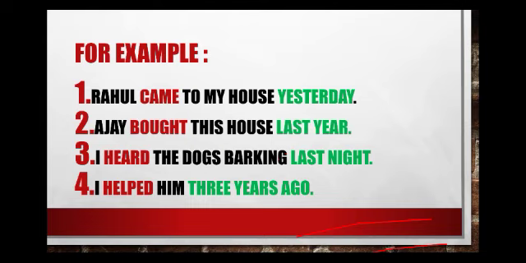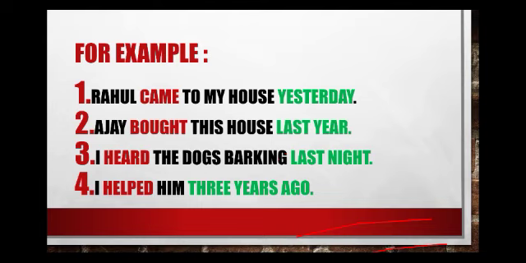Now look at these examples. Rahul came to my house yesterday. Ajay bought this house last year. I heard the dogs barking last night. I helped him 3 years ago. So in these sentences, the green words, they all are our clue words. They tell us that the action was performed in the past.